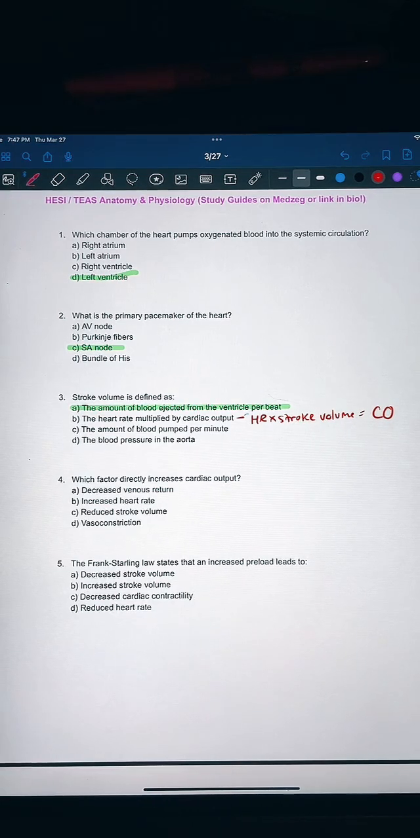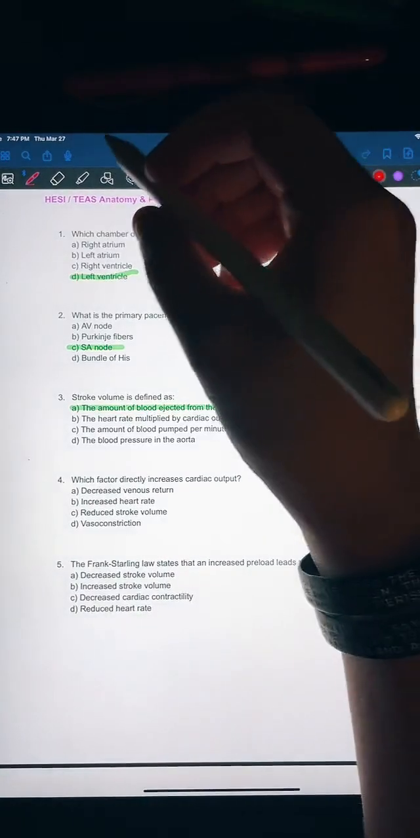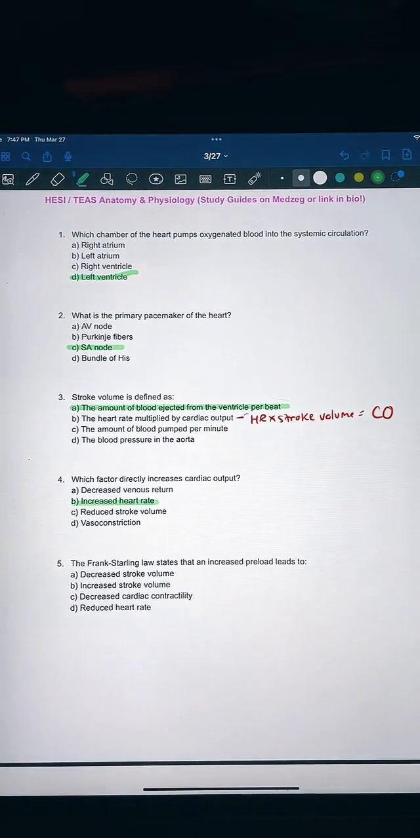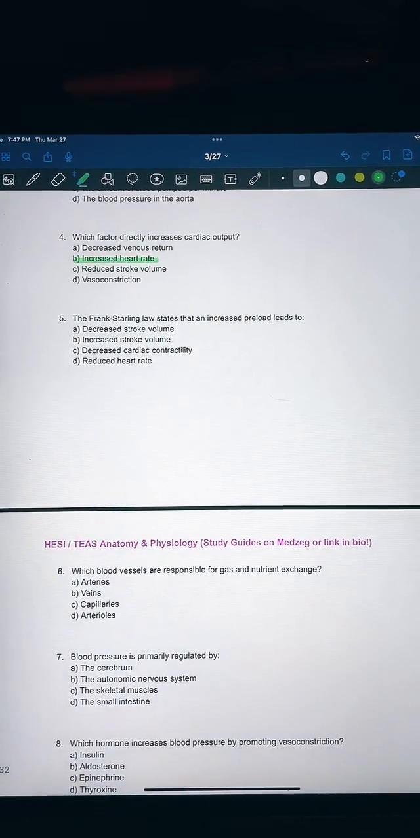But moving on to number 4 now. Which factor directly increases cardiac output? It'd be B. It'd be increased heart rate. Remember, our cardiac output was our stroke volume times our heart rate. All right, moving on. The Frank-Starling law states that an increased preload leads to.